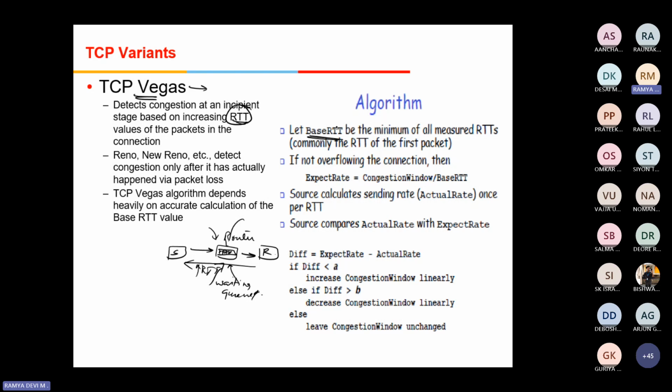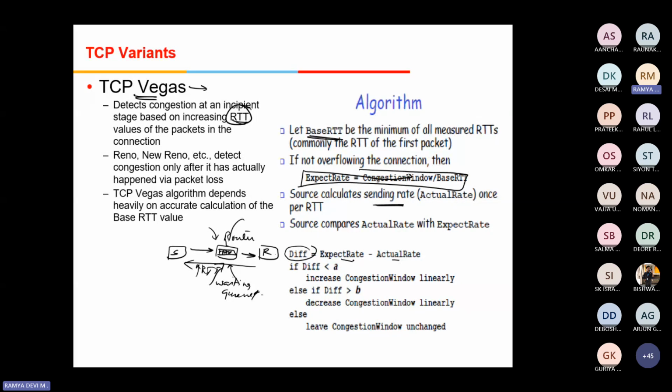Vegas calculates the expected transmission rate using the formula: expected rate equals congestion window divided by base RTT. Once per RTT, Vegas calculates the actual sending rate based upon the data acknowledged during the interval. Then it compares the actual rate with the expected rate. The difference between these two is taken and stored in DIFF.